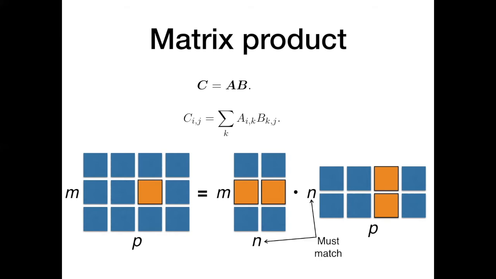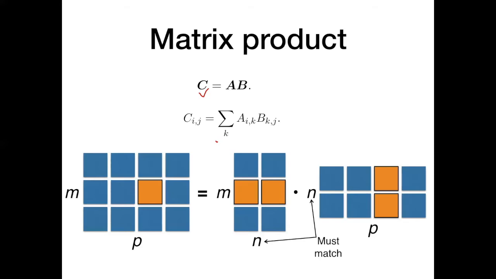Matrix product is one of the most important operations of matrices. When we multiply matrix A and B, we will get a new matrix named C. And the element of the matrix C is determined by this expression. It seems very complicated, but let's look at this figure.